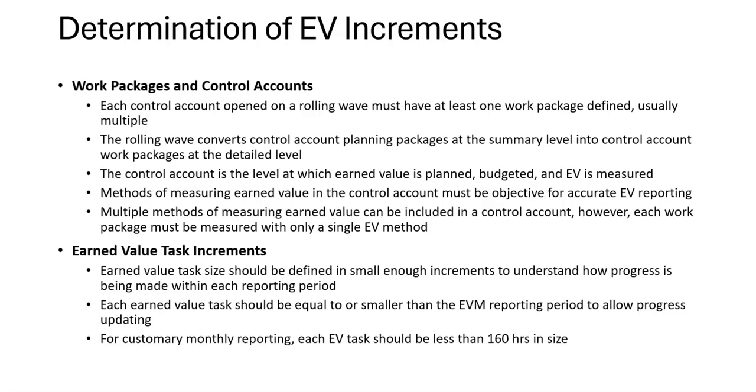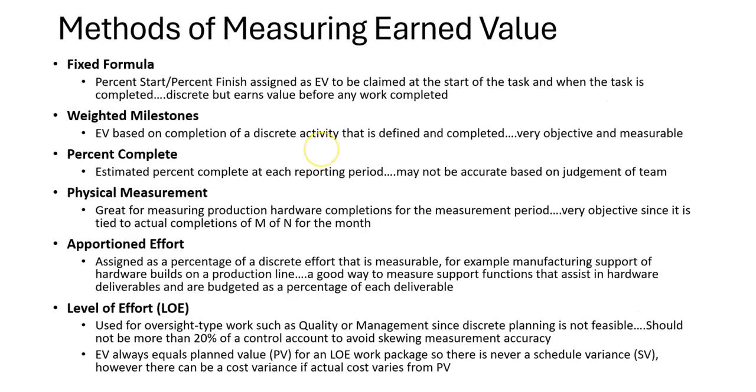Customarily, monthly reporting is performed, and each EV task should be less than 160 hours in size. Now that assumes one person's working on the task. If you have a larger task of 400 hours, say that 5 people are working on, that's fine because the milestone will complete within that reporting period. So you'll be measuring in enough detail to understand when you have variances.